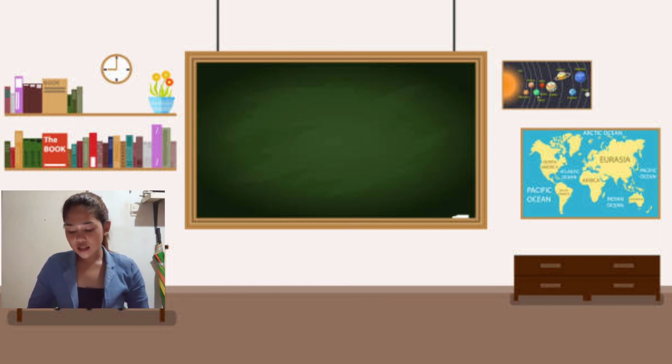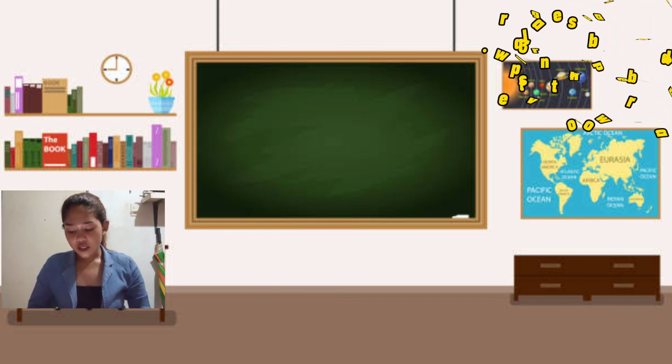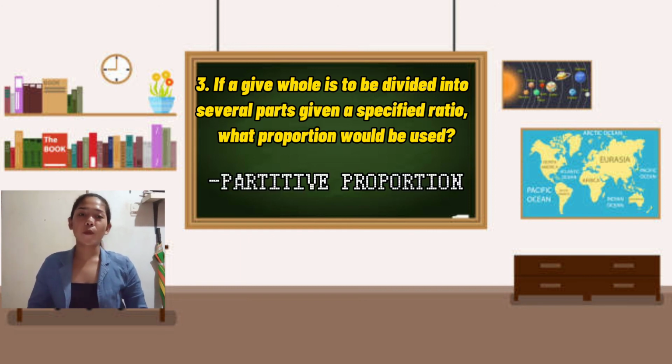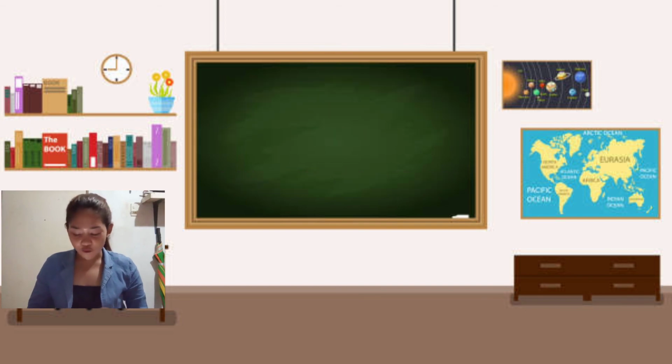Okay, and the last question is, if a given whole is to be divided into several parts given a specified ratio, what proportion would we use? Unsa man niya nga proportion ang magamit ani? Okay, sakto. Ang magamit ani nga proportion kay katong partitive proportion. Okay, sakto. Very good.